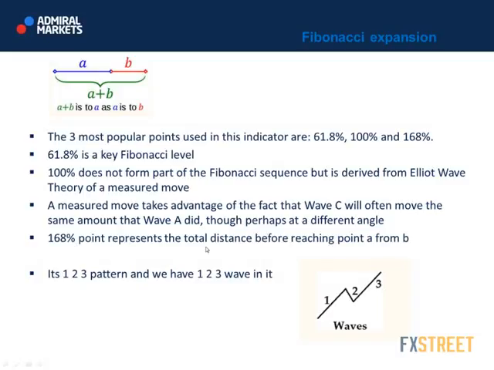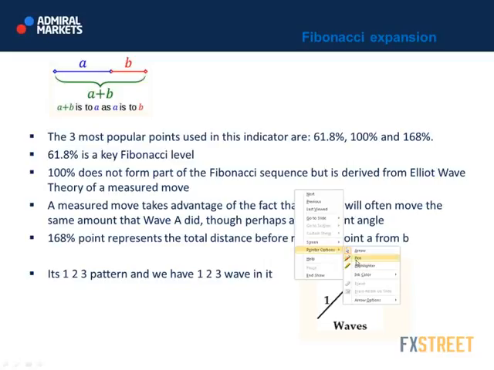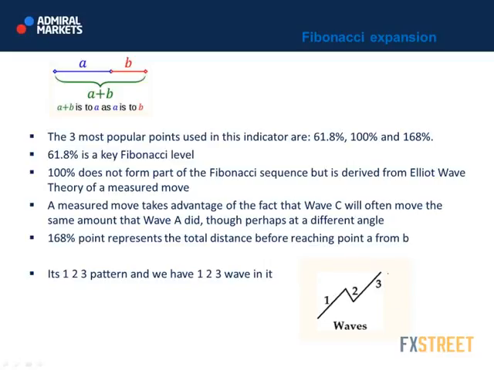168 represents the total distance before reaching point A from point B. So it's basically a simple 1, 2, 3 pattern, and we have a 1, 2, 3 wave in it. So this is bullish 1, 2, 3, and bearish would look like this. Okay, 1, 2, 3.